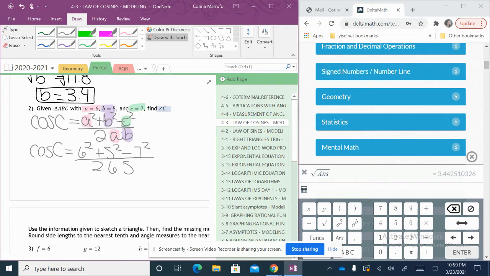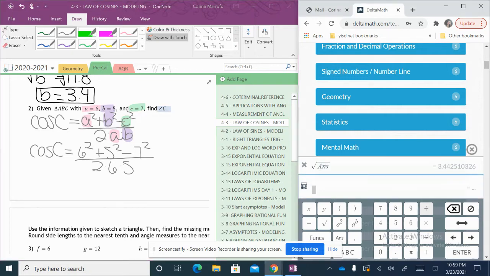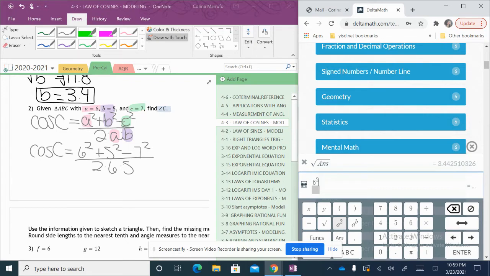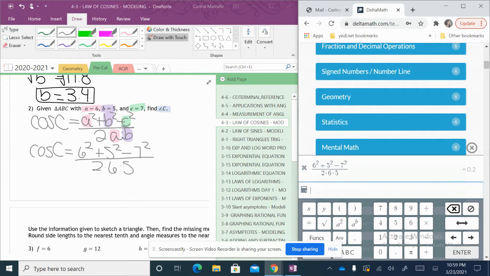Okay, so here I am going to put the division sign already. That way I put everything on top, so it'll be 6 squared plus 5 squared minus 7 squared, and then on the bottom is going to go 2 times 6 times 5. We hit enter, and that gives us 0.2. Okay, so cosine of our big C is equal to 0.2.